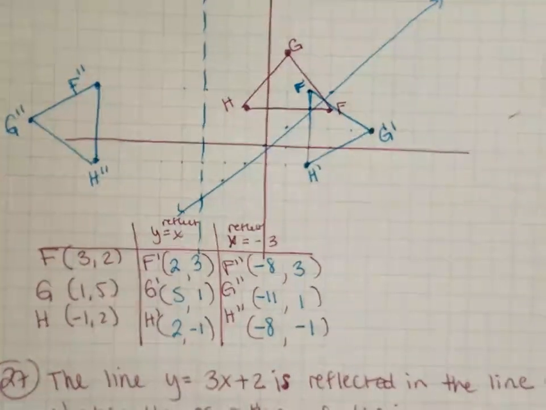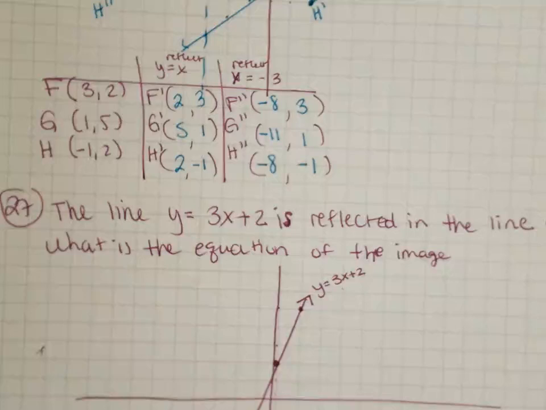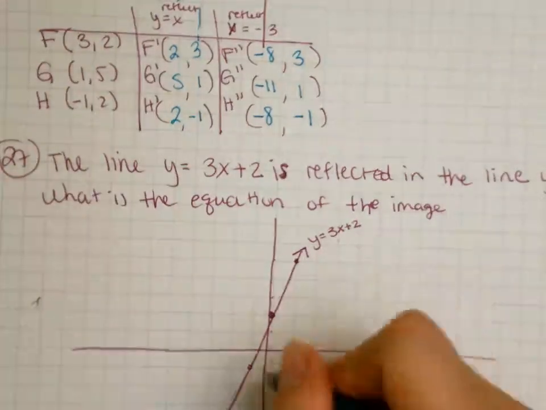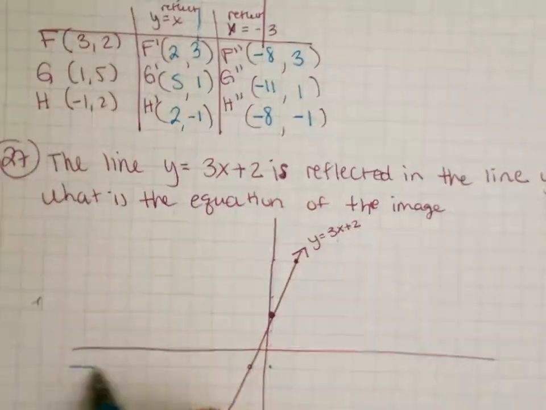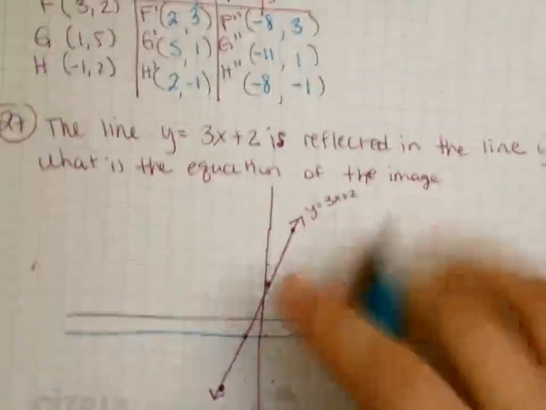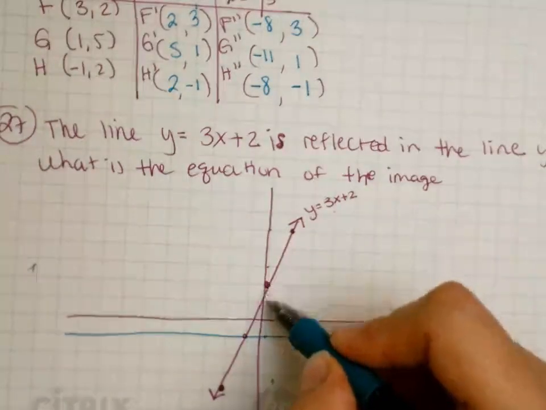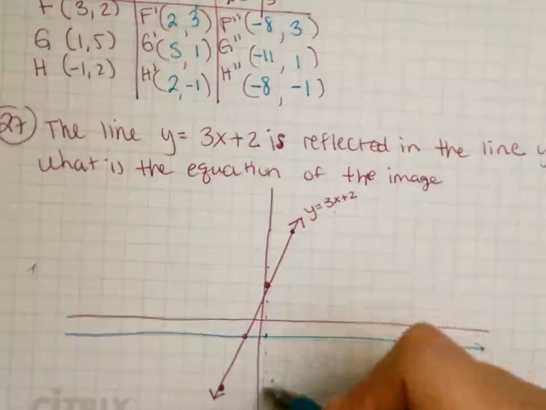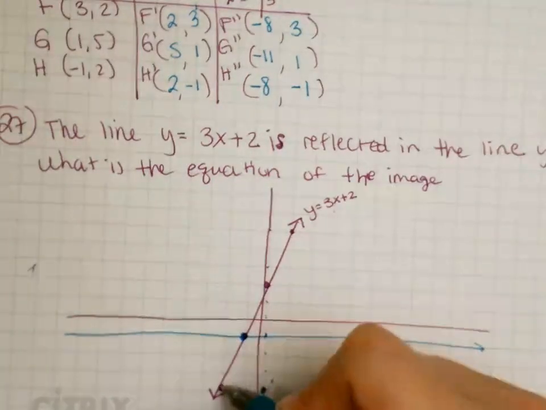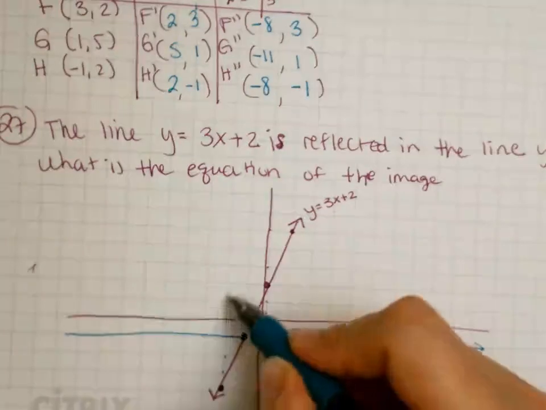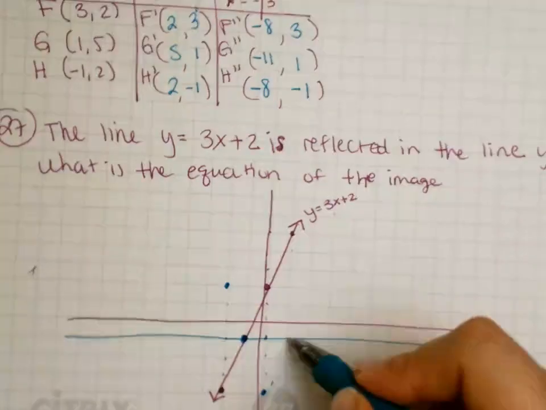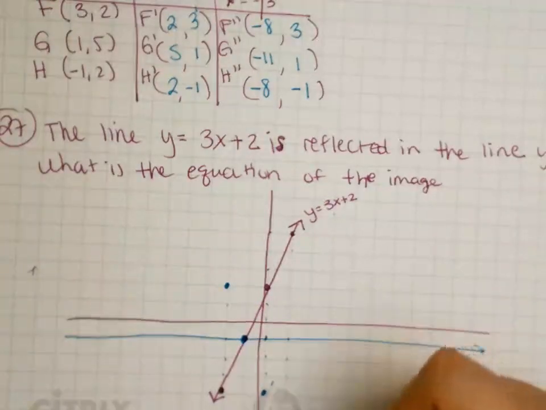Okay, number 27. The line y equals 3x plus 2 is reflected in the line y equals -1. Y is -1 here and everywhere along this horizontal line. So if I'm going to reflect over y equals -1, I need to count to the line, count that far away from the line. 1, 2, 3 to the line, 1, 2, 3 away from the line. This point's on the line, it stays on the line. This point right here is 3 to the line, 3 away from the line. 1 through 6, and 1 through 6.